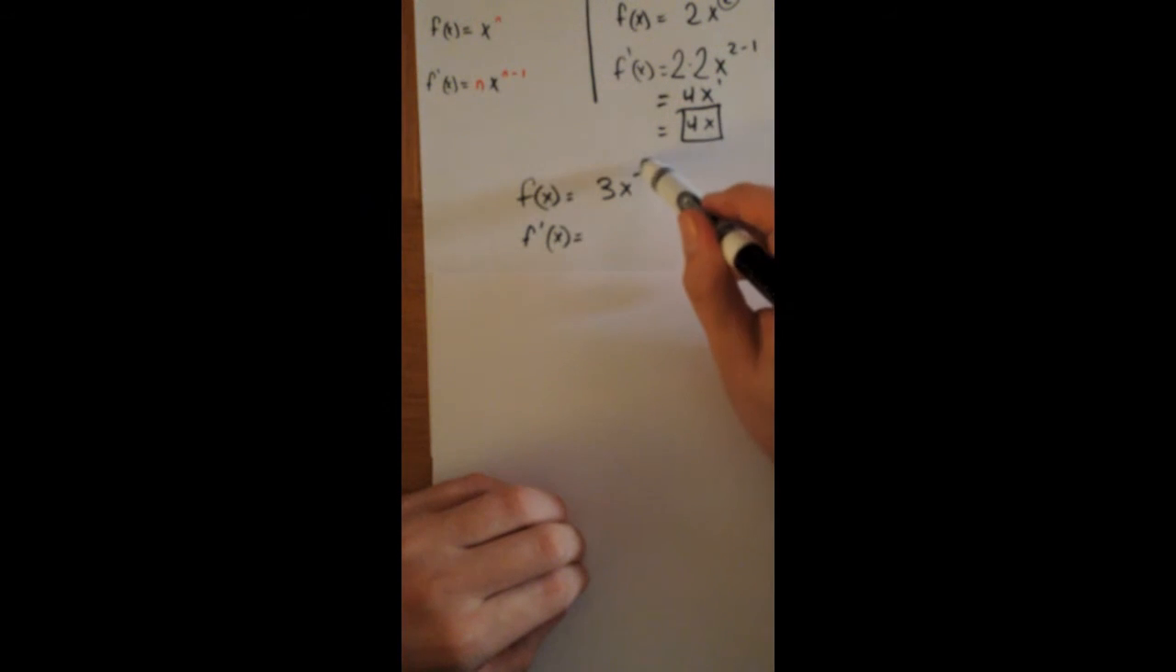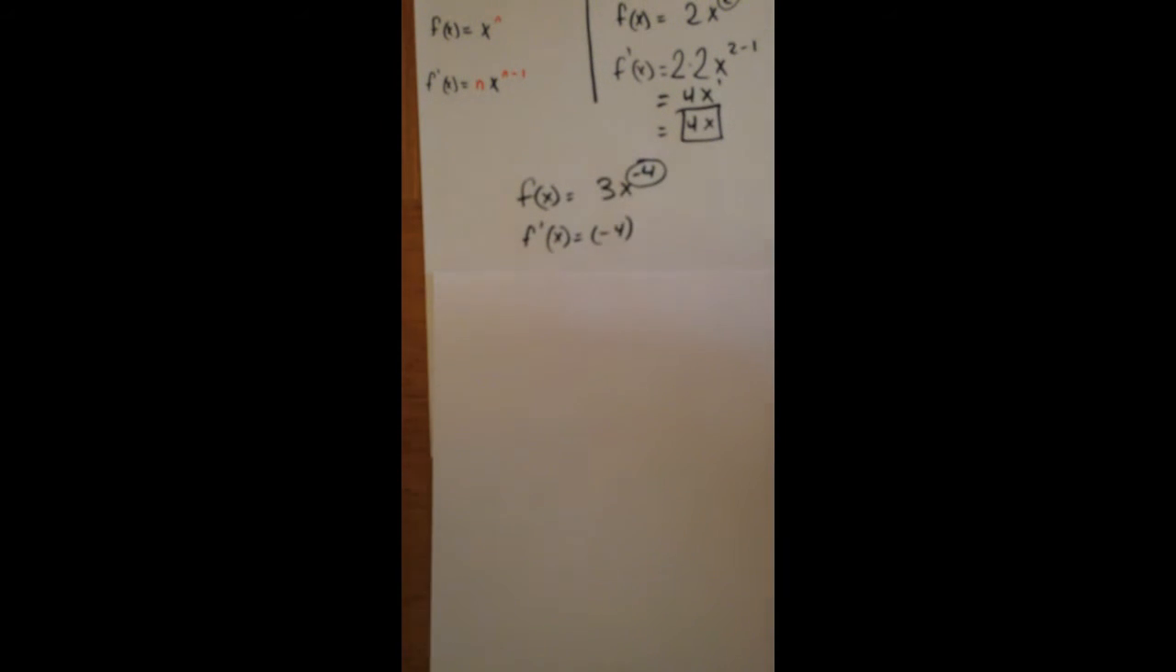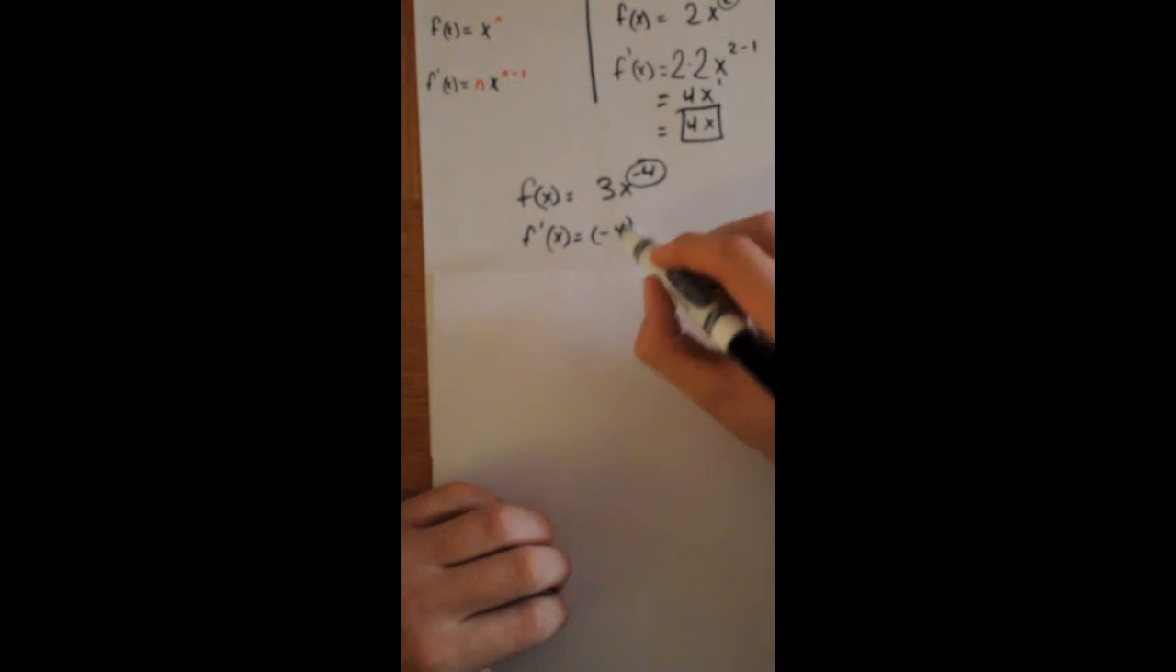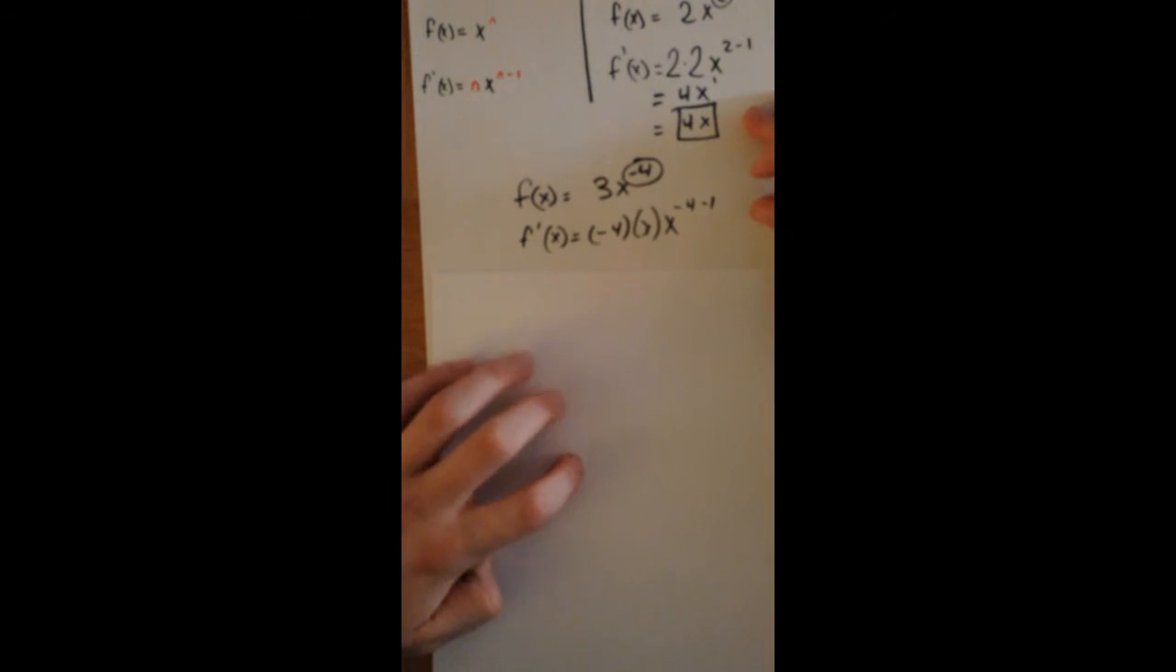We'll bring our n power, which is negative 4, down to the front. Now I like to use a lot of parentheses just to make sure I don't mess up on the signs, plus or minuses. And so we'll have negative 4 times 3, which was already in the problem. We'll leave our x, and now negative 4 minus 1.